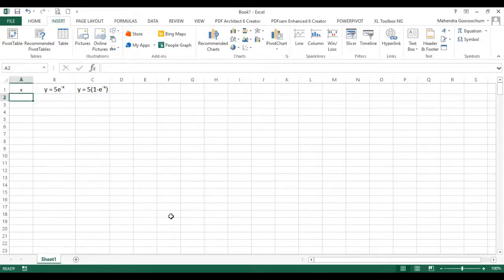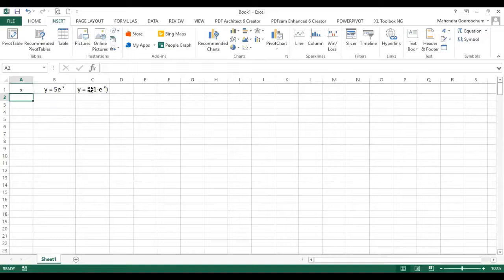Now, before we start sketching these two graphs, we know from mathematics that the first one is an exponential decay. If you replace x by 0, we get e power 0, which is 1, and then 5 times 1, so the initial value is 5. And then as you start increasing x, you expect the value of y to keep reducing. The final value, when x goes to infinity, exponential minus infinity is a very small value, almost 0. So you expect this function to start at 5 and then decay to 0.